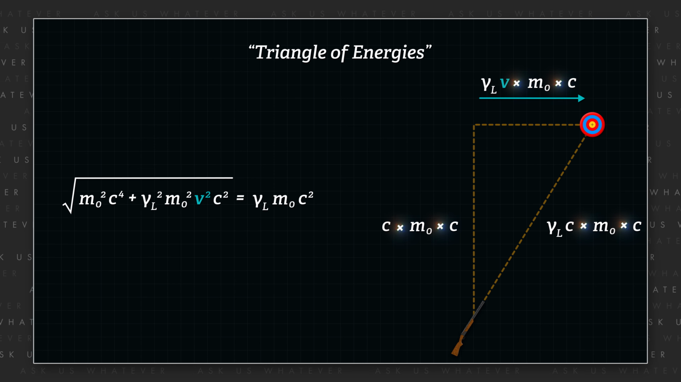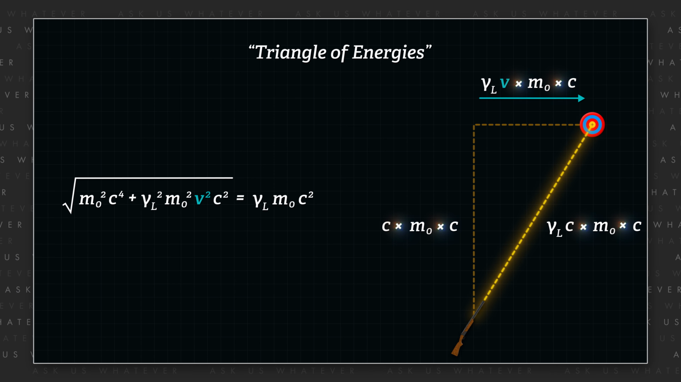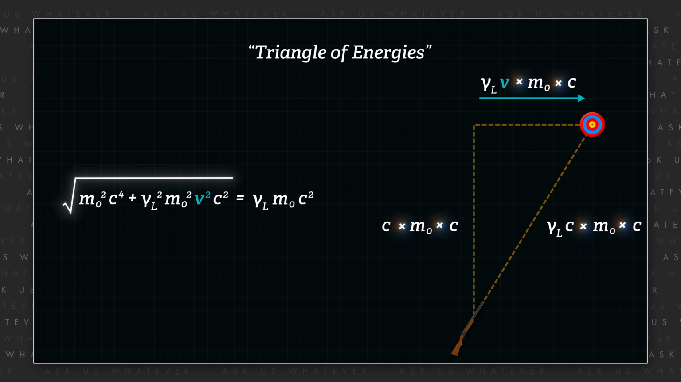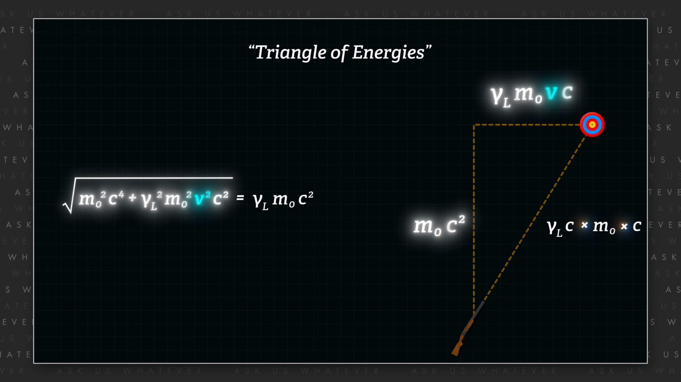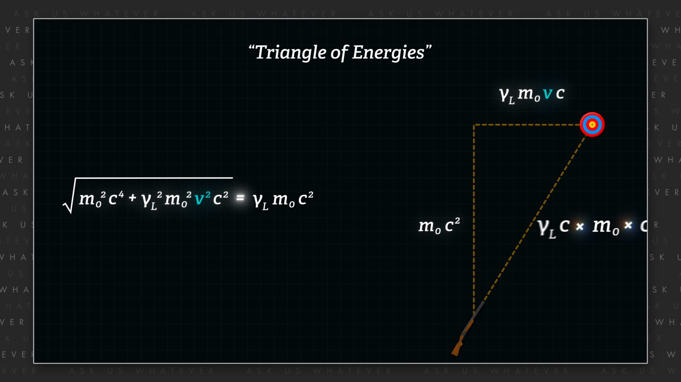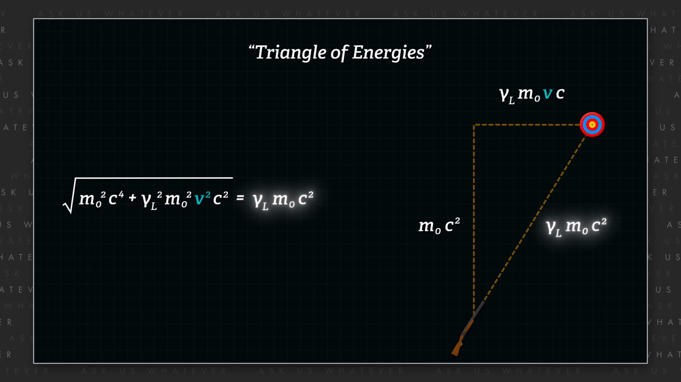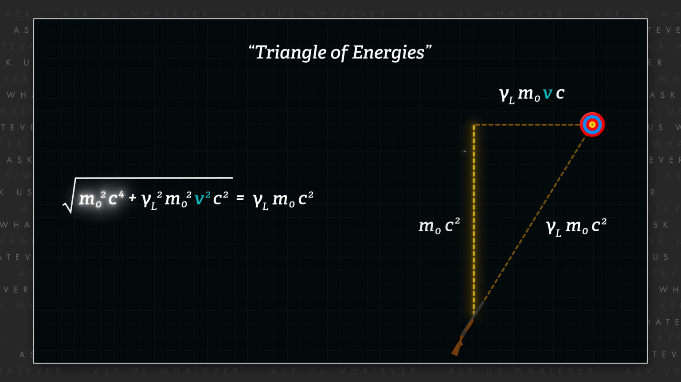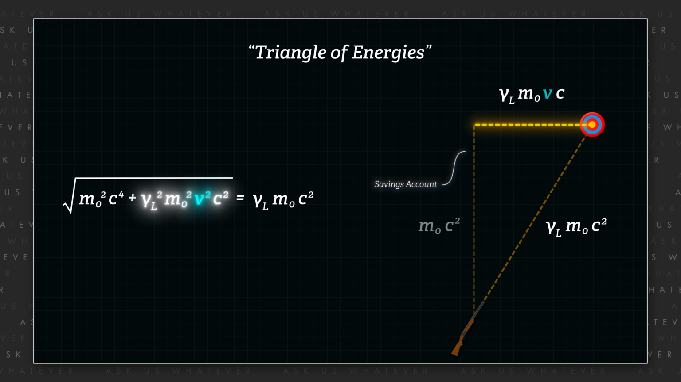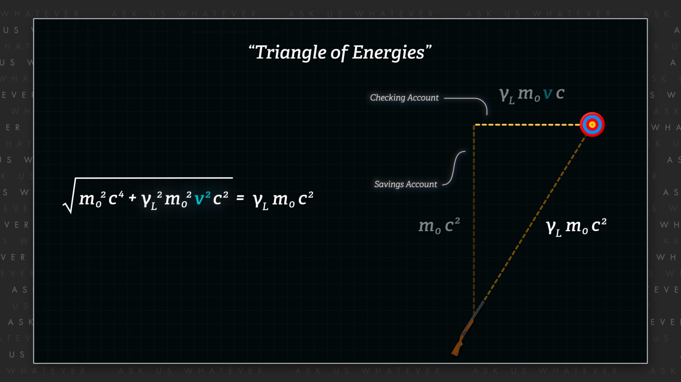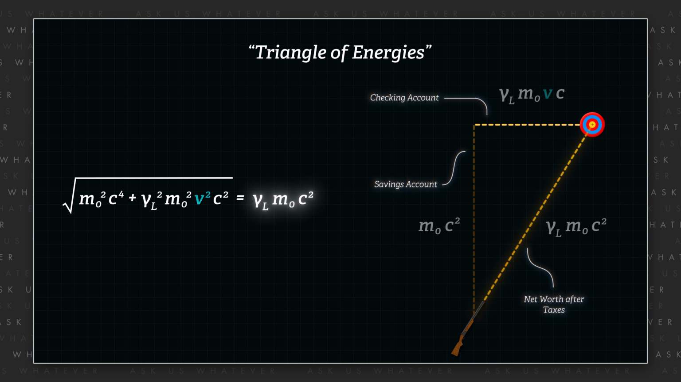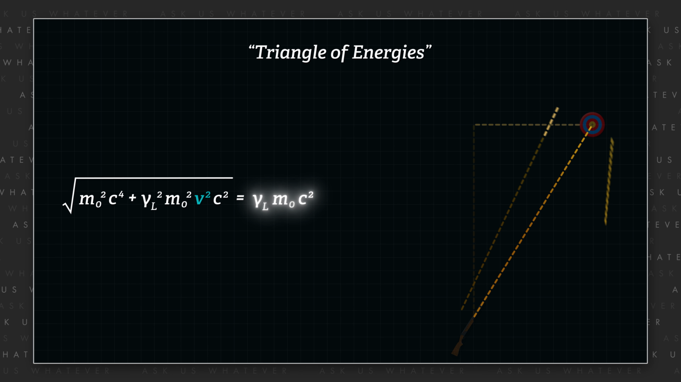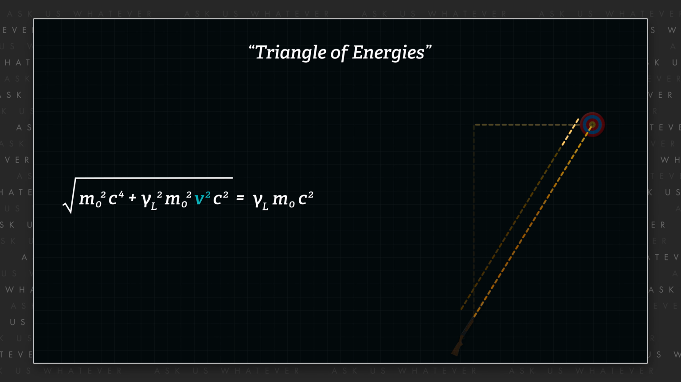Let's use the Pythagorean theorem to now compute the diagonal of this new triangle. The square root of the squares of the two smaller sides of the right triangle is equal to the diagonal of the right triangle. Think of our projected axis as our savings account and the horizontal axis as our checking account. Then the diagonal is our net worth after a very inefficient Pythagorean government takes away a large chunk of taxes. Do you know what we just derived?